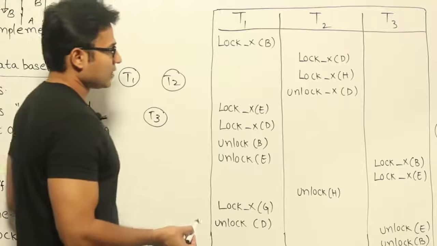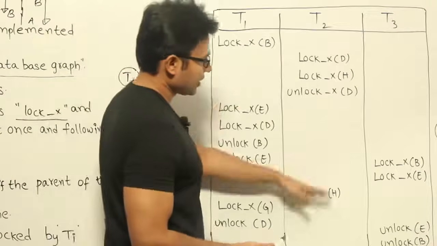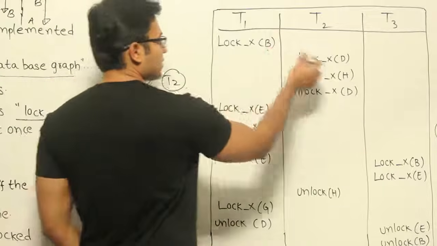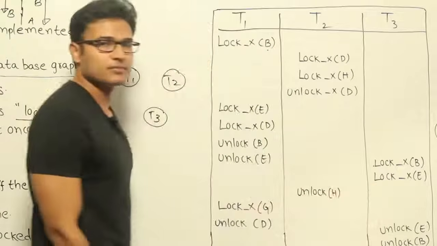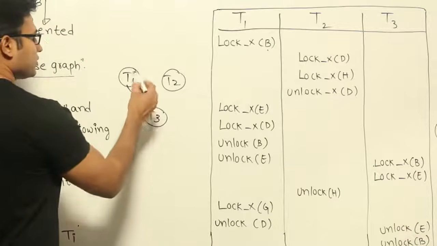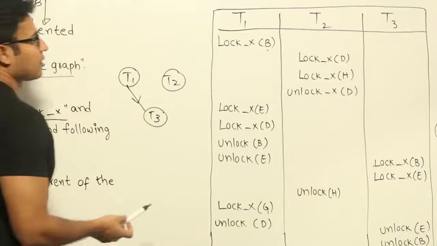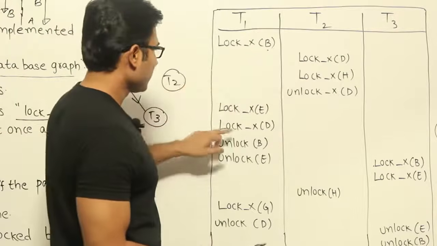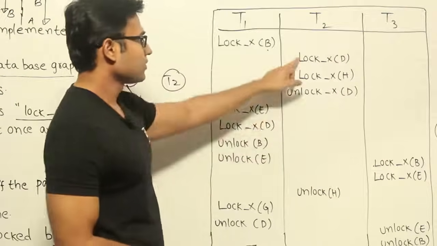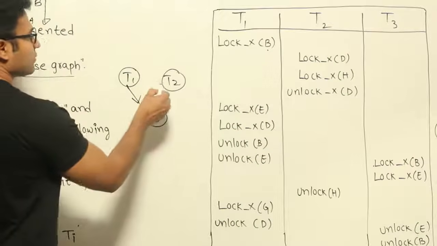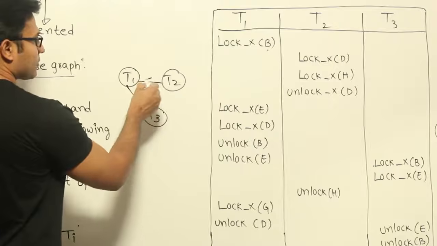Now if you look at B, if there is any other transaction which is having lock on B, it is going to be a conflict. So if you see this, clearly there is a conflict between these two. Got it? So which means T1 and then T3 is the order, right? Okay. And then if you look at D, yes, there is a conflict between these two. Therefore T2 and then T1, right?